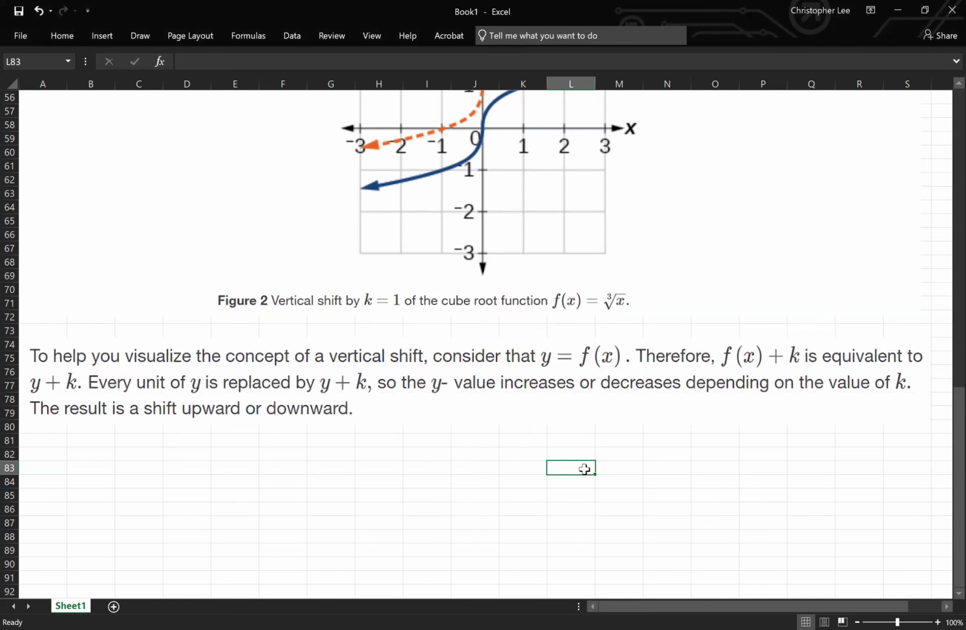So to help you visualize the concept of a vertical shift, consider that y equals f of x, right? Therefore, f of x plus k is equivalent to y plus k. So every unit of y is replaced by y plus k, right? Values increase or decrease depending on the value of k. The result is a shift upward or downward of the graph.